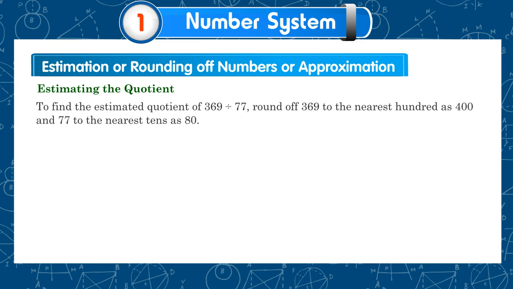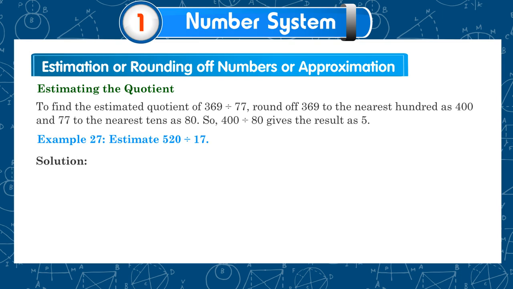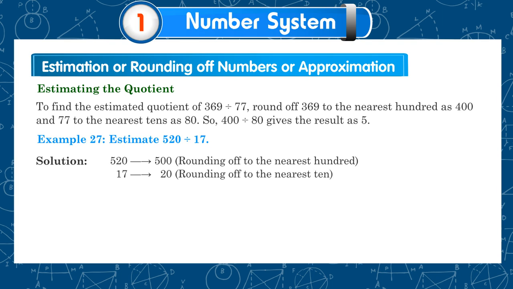Example 27. Estimate 520 divided by 17. Solution. 520 to 500, rounding off to the nearest hundred. 17 to 20, rounding off to the nearest 10. Estimated quotient equals 500 divided by 20 equals 25.